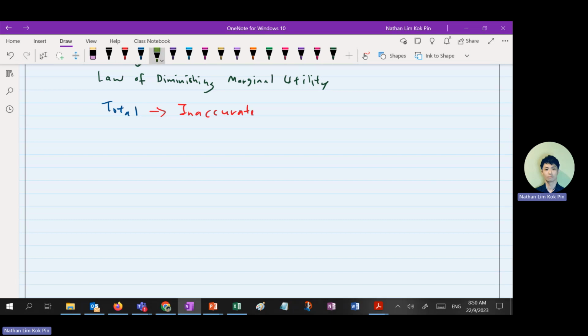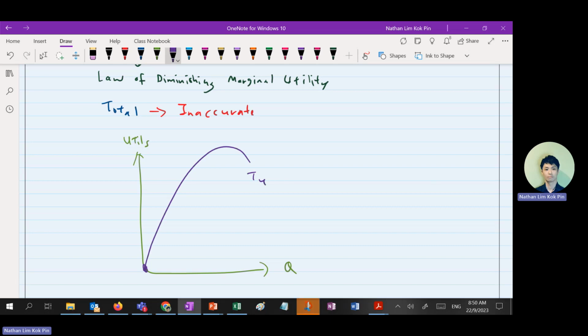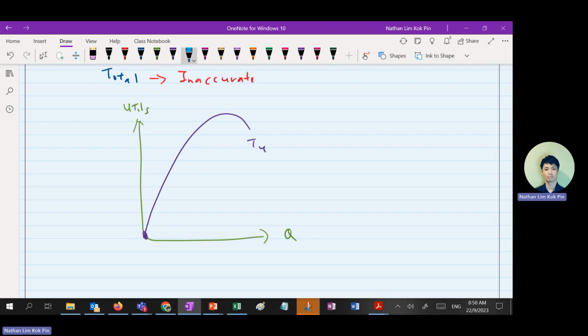And how do we measure total? Same thing, we use the table. This is utils. This is the quantity. Total will start from origin. I saw some of you never start from origin. For total, we can just estimate, like, maybe this point is the maximum, maybe this point is maximum. We have no idea. That's why it's not accurate. All this is because we don't have MU to help us. So all this looks like maximum to me. That's the problem with total.